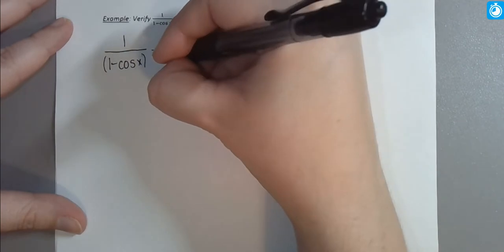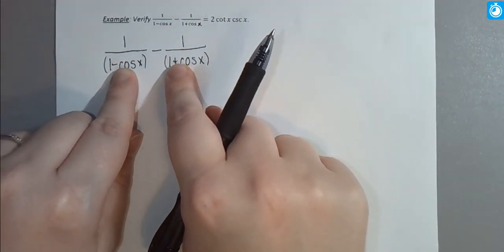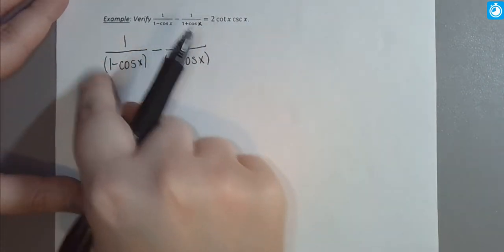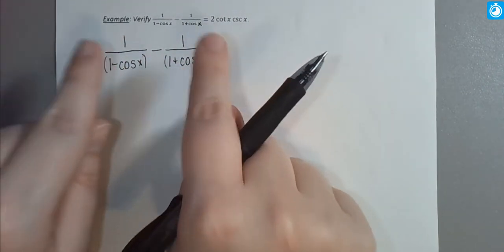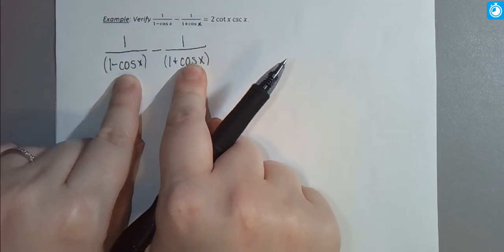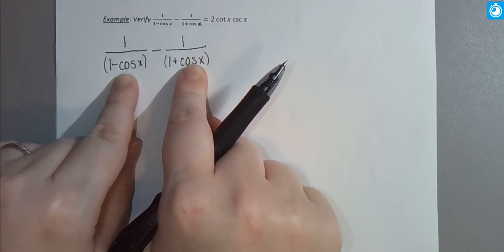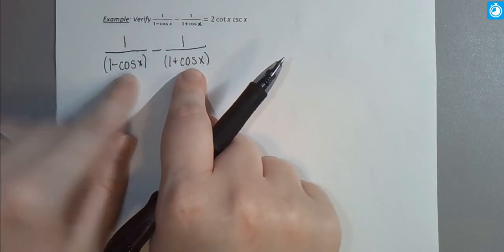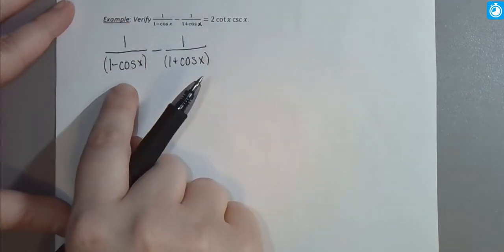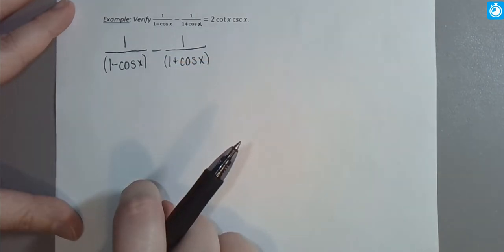Now, we have to treat each of these as a full factor. You may be looking at these and saying, well, they basically are the same. We just have a positive versus a negative. But you have to treat this as an entire factor. If we treat these as individual factors, the 2 factors are different, which means our common denominator is going to require both of them. So for our first fraction, we're missing the 1 plus cosine.